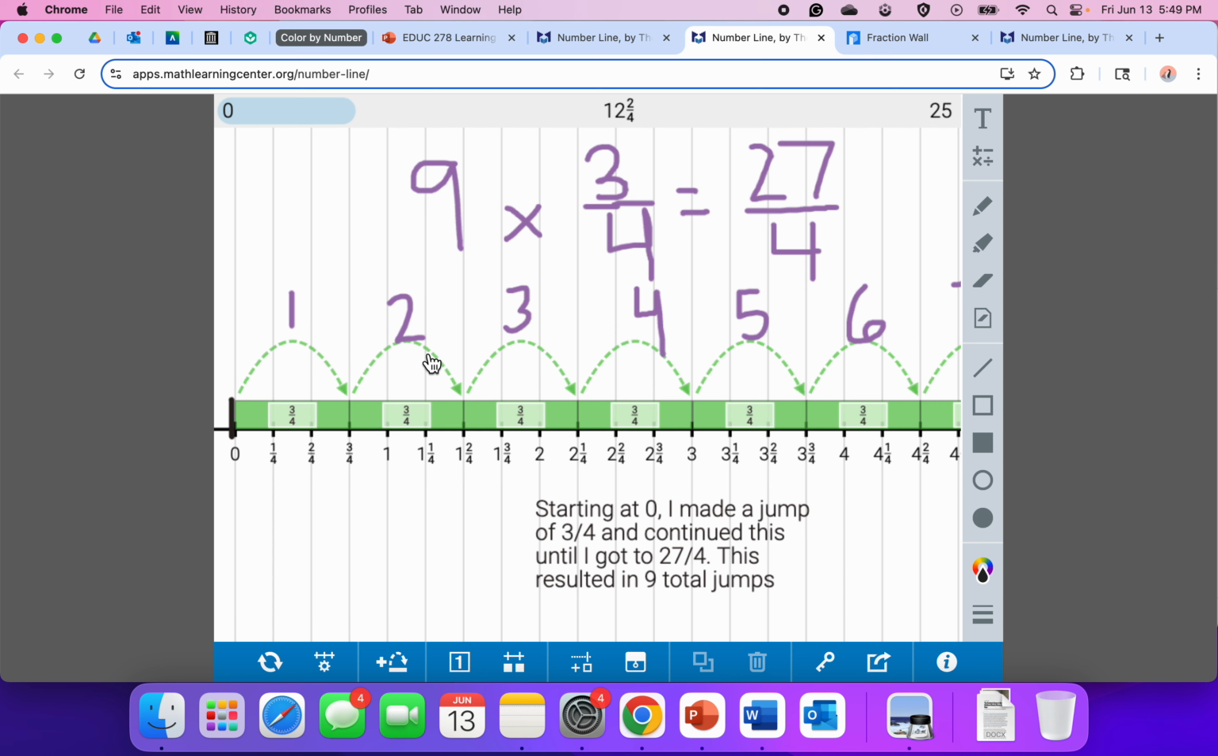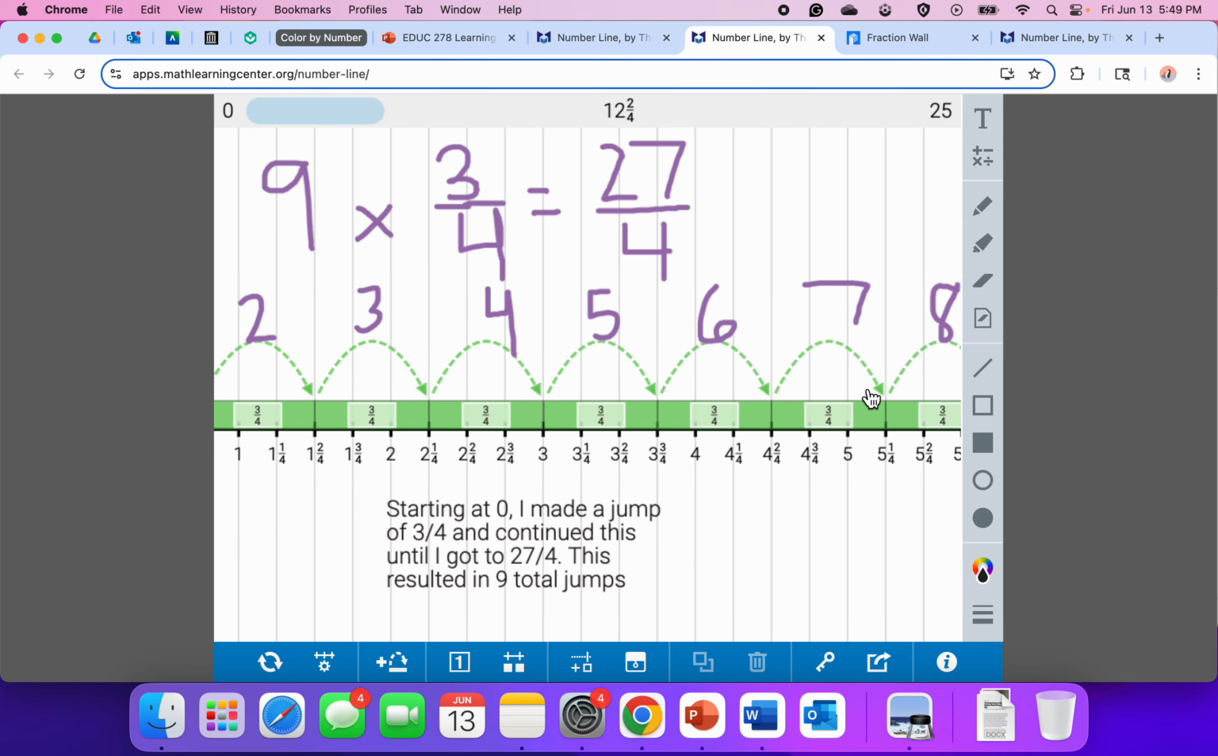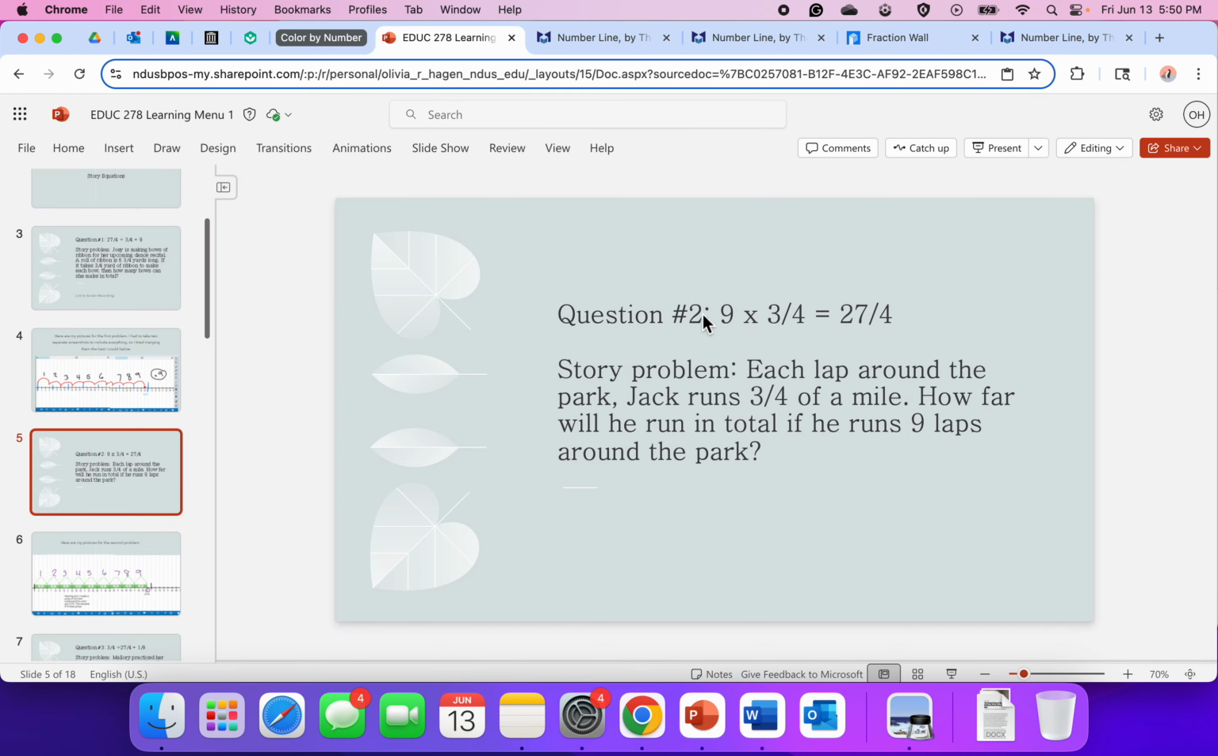So kind of like the opposite direction I did last question, because we're taking 3/4 times 9. So it's like the same as 3/4 plus 3/4, and so on until you get to 9. So then you count the loops. It's 1, 2, 3, 4, 5, 6, 7, 8, 9. So there's 9 total jumps. So there's that one.